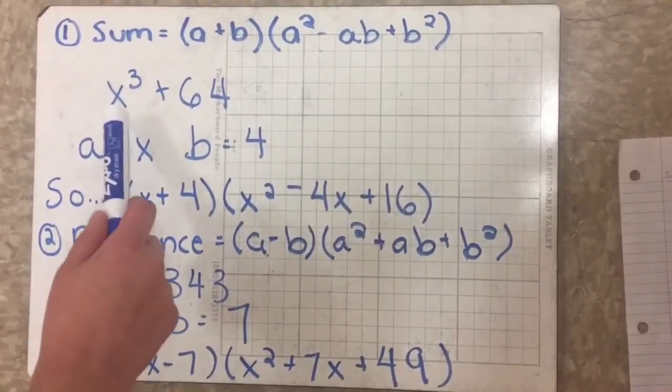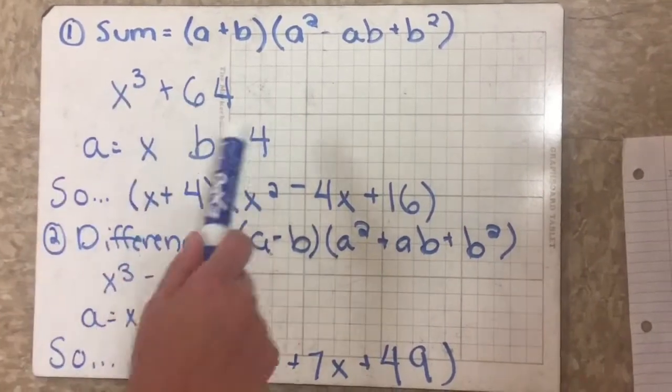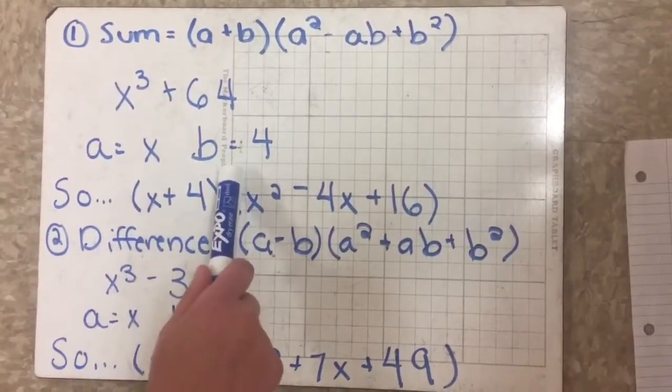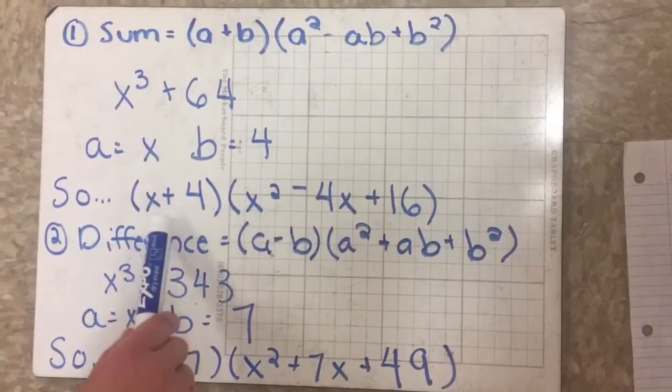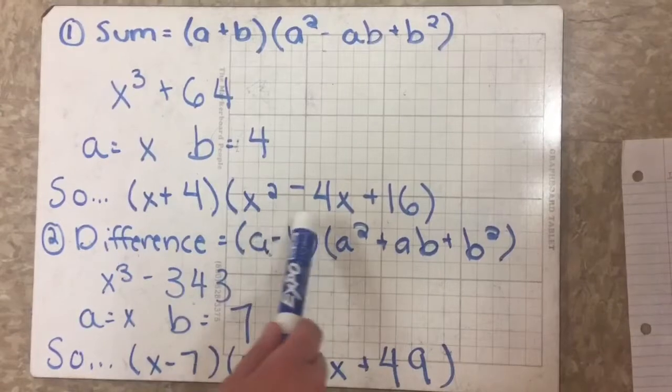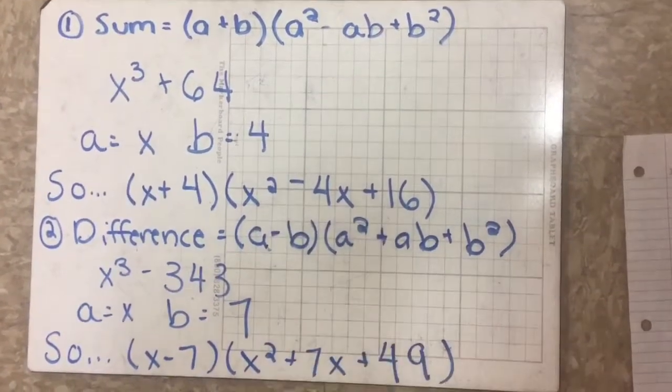In this example, x cubed plus 64, A equals x and B equals 4. So, when you factor it out, x plus 4 times x squared minus 4x plus 16.